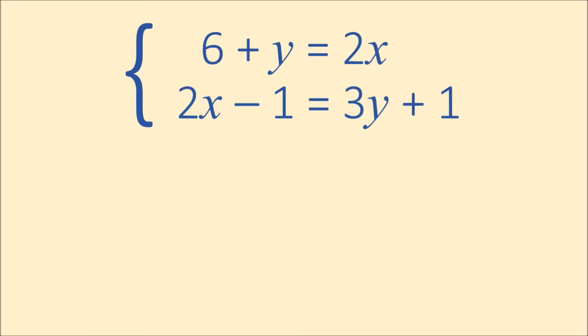systems of equations. Say, for example, you had 6 plus y equals 2x, and then 2x minus 1 equals 3y plus 1, or whatever. You're solving a system of equations like this. And then let's say we can throw in a roadblock, which is that you cannot solve for a variable. You can't solve for y, or you can't solve for x.